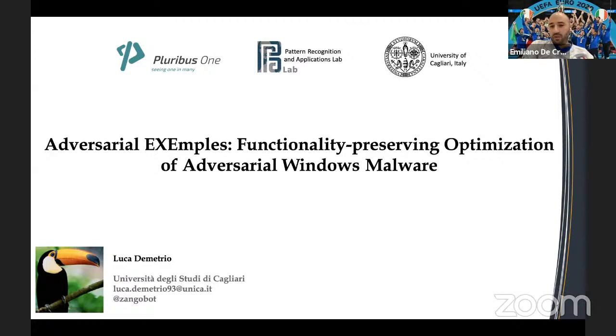For those who don't know Luca, he's a postdoc at the University of Cagliari. He's done his studies, MSc and PhD in Genoa, and he's done a lot of work on adversarial machine learning with an application to the cybersecurity domain. And that's really what he's going to talk about today. As you can see from the title, we're going to talk about adversarial Windows malware.